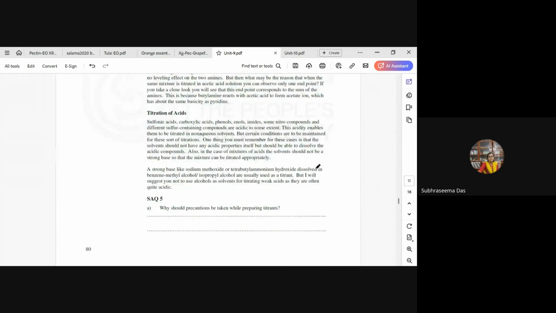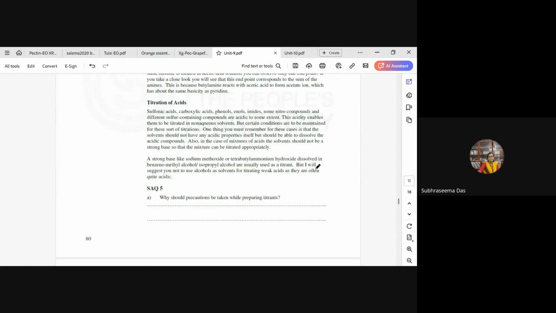This is because butylamine reacts with acetic acid to form the acetate ion, which has almost the same basicity as that of pyridine. Now coming to the titration of acids: sulfonic acids, carboxylic acids, phenols, enols, nitro compounds, and different sulfur-containing compounds are acidic to some extent. This acidity enables them to be titrated in non-aqueous solvents, but certain conditions need to be maintained.